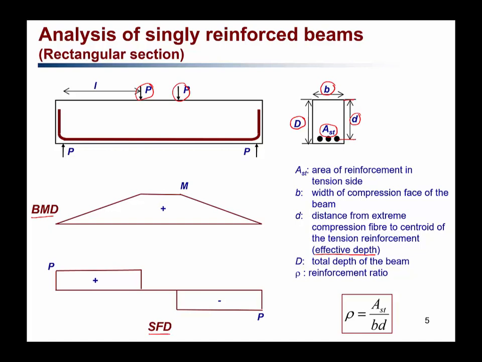Now, for this cross section with this area of reinforcement, the reinforcement ratio rho is given by the area of steel Ast divided by the area up to the centroid of the reinforcement, that is, b multiplied by effective depth d. So Ast divided by the area up to the centroid of the reinforcement is called the reinforcement ratio. Once we know these parameters, we can now analyze this reinforced concrete beam.